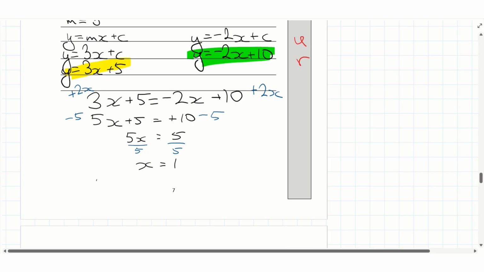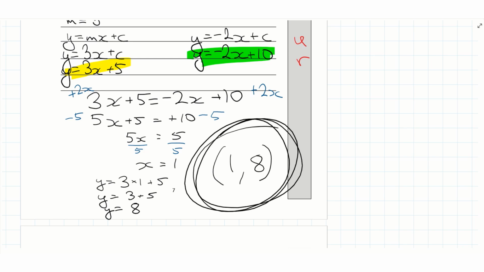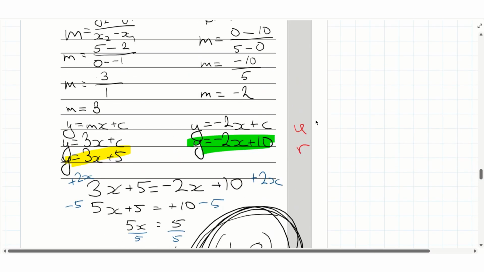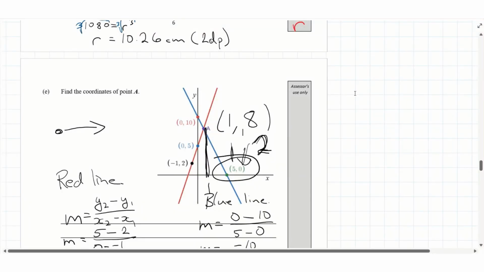I'm going to go y is equal to 3 times 1 plus 5, which is the same as y is equal to 3 plus 5. Y is equal to 8. So I know that the coordinate that I'm looking for is 1, 8. Circle that to tell the examiner that that's the answer. Scroll up here, put it also here because I had already started that. That is how you find the answer 1, 8 without using guess and check.